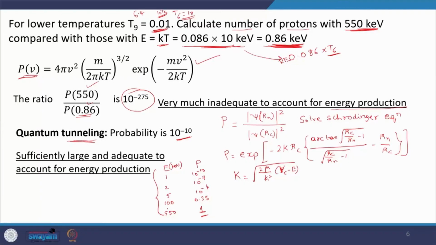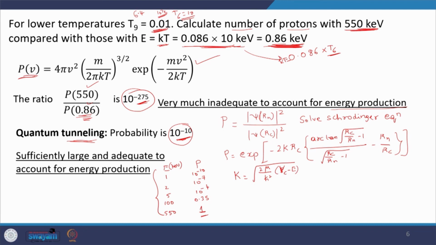What do these values tell us? Even at 1 keV energy, the probability of tunneling is 10 to the power of minus 10. This one can calculate using quantum mechanical treatment, and as expected, the probability should be 1 at the Coulomb barrier energy. All right. So, this tells us that 10 to the power of minus 10 is not very low when compared to 10 to the power of minus 275, and this is sufficiently large when you go for the ratio of P 550 to P 0.86 and adequate to account for energy production in the stars, all right.